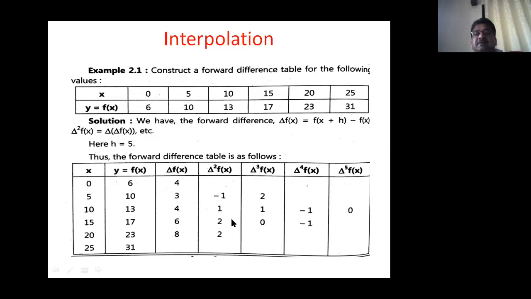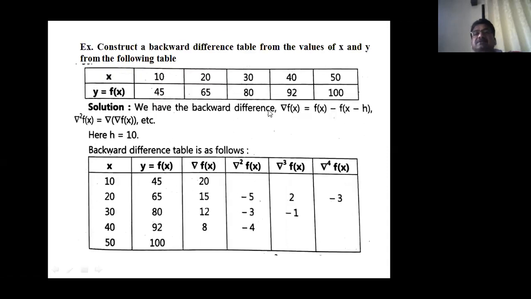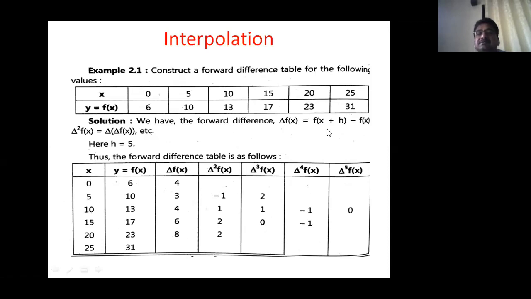So the next example is of a backward difference table. Construct the backward difference table. In the previous problem, we have the forward difference definition: delta fx is f of x plus h minus fx. Delta square is delta of delta fx, etc. And h is 5. These two sentences are not required in these examples.